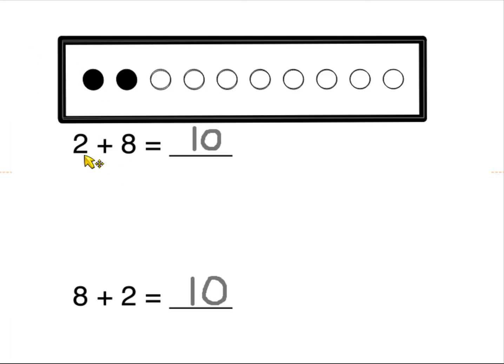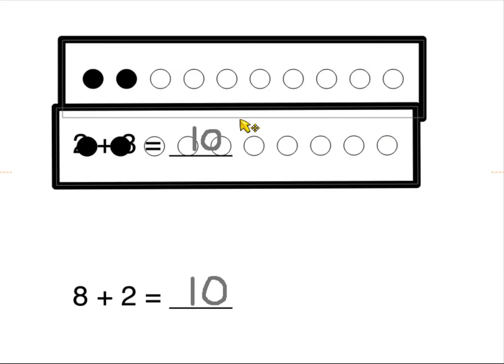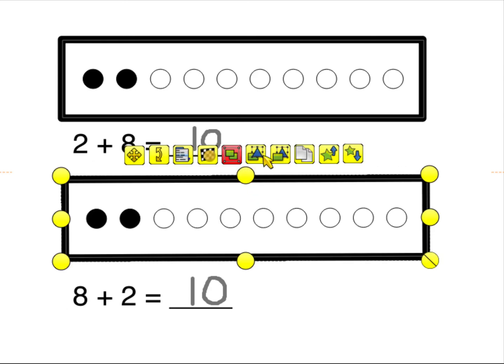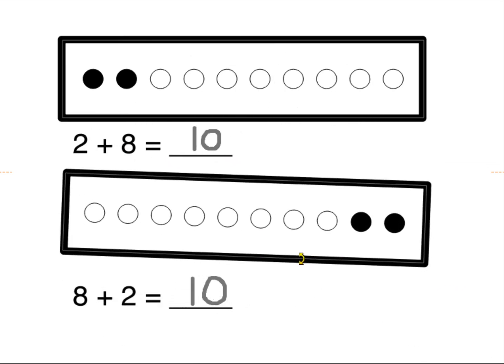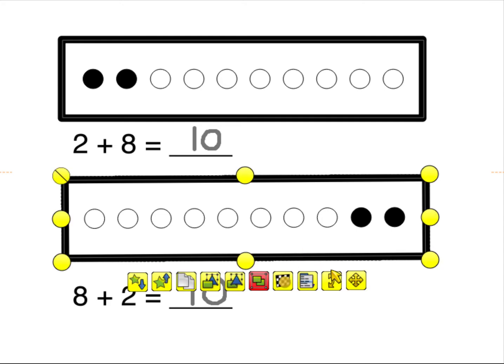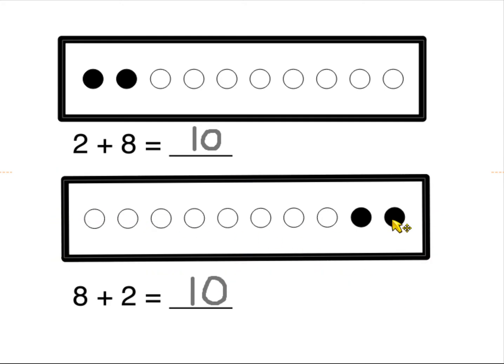Okay, so we figured out that 2 plus 8 equals 10 and 8 plus 2 equals 10. So two black ones, 1, 2, 3, 4, 5, 6, 7, 8 white ones, 2 and 8 equals 10. But look, if we just take that, it's the exact same one, and we flip it around, we have not changed how many circles we have. All we've done is change the order in which we've counted them. We still have 10 circles. See, I just grabbed the same one. But the only thing we've done is start counting with the 8 instead of counting with the 2.